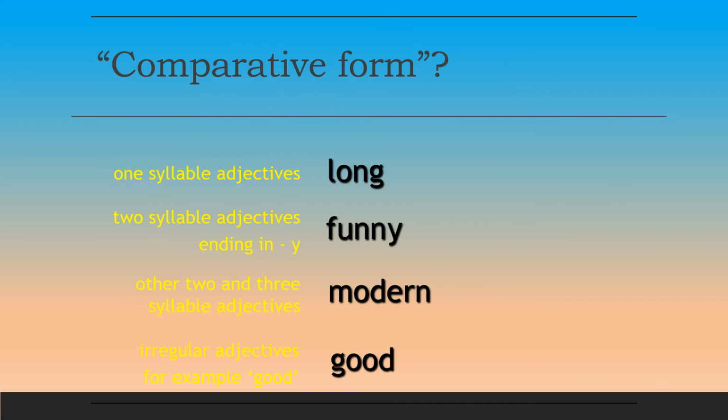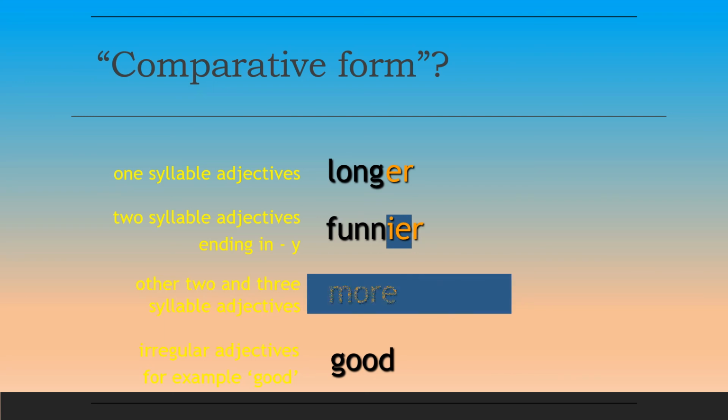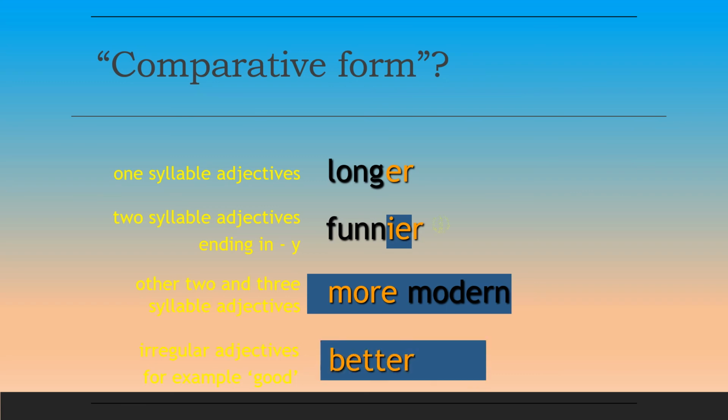Comparative form with one syllable adjectives like long, two syllable adjectives ending in Y like funny, other two and three syllable adjectives like modern, and irregular adjectives like good becomes longer, funnier, more modern, and better, as we reviewed in class last time, I think you probably remember.